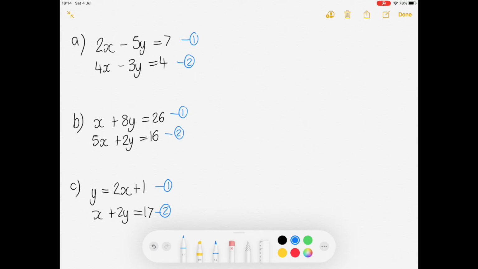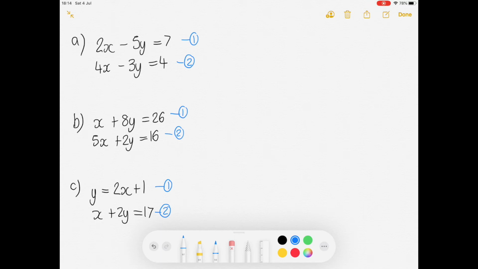I'm going to show you now certain questions that lean more towards a certain method than another. So looking at question A, we've got equation 1 and we've got equation 2. Remember that no matter whether you're eliminating or substituting, you need to label your equations. Question A jumps out at me as a clear elimination target. And let me tell you why.